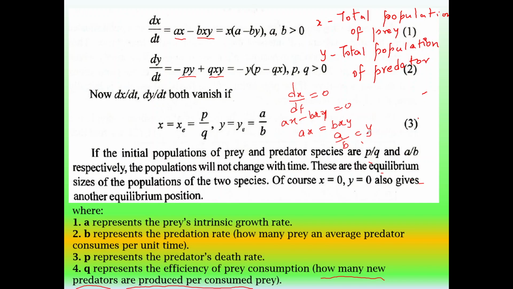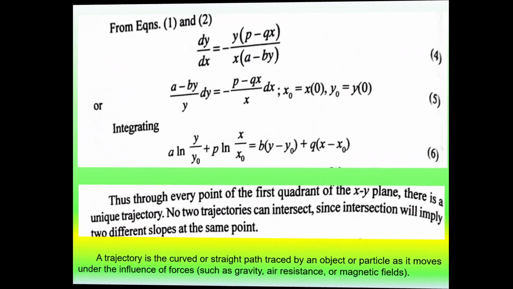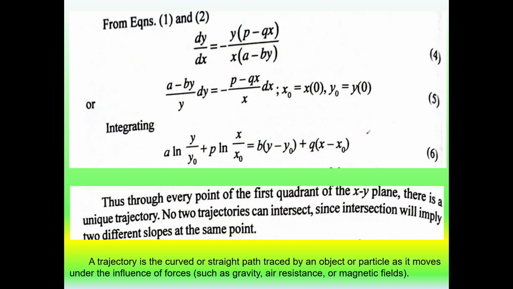Of course, there is another possibility to get the equilibrium size, that is none other than the initial populations, that is x is equal to 0 and y is equal to 0. Even in that case, we can have the equilibrium position of the two populations for both predator as well as for prey. Now let us calculate dy by dx, which is calculated by considering dy by dt whole thing divided by dx by dt, and hence we can get dy by dx in this format: minus y into p minus qx divided by x into a minus by.